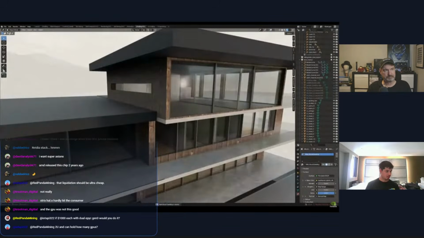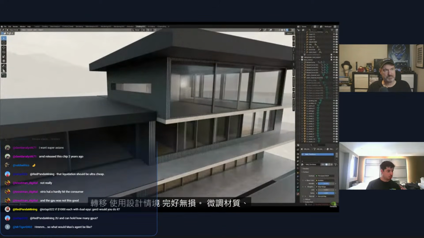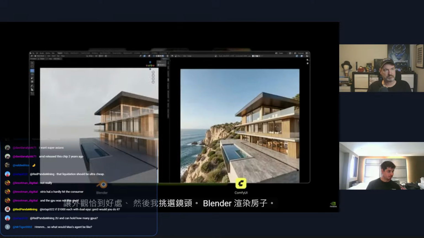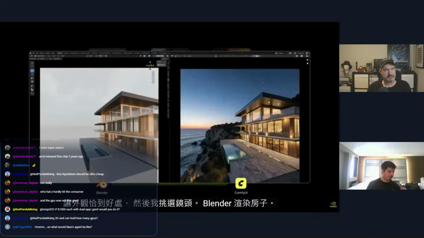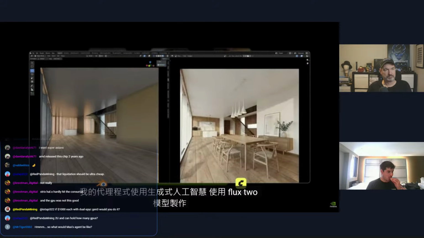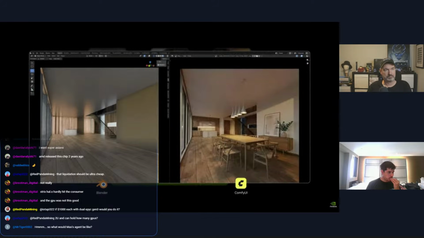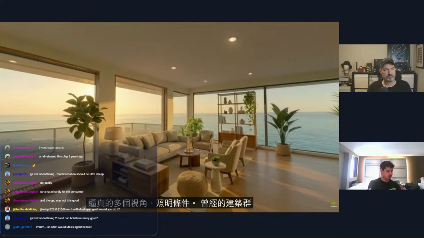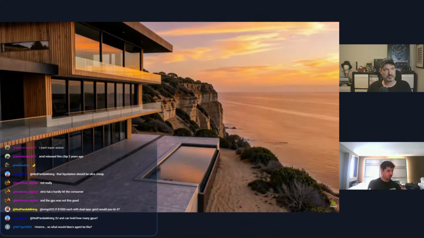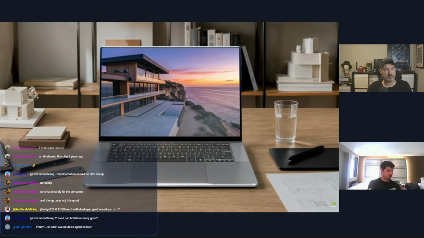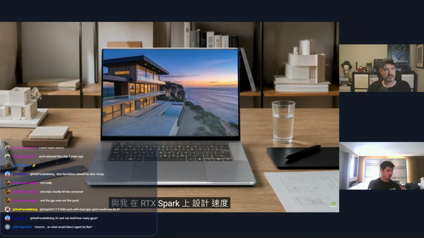I fine-tune the materials, get the look just right. Then, I pick the shots. Blender renders the house. My agent, using generative AI with the Flux 2 model, makes them photoreal. Multiple viewpoints, lighting conditions. What was once a complex workflow is now guided and simplified by my agent. Working with me on RTX Spark. Design at the speed of imagination.